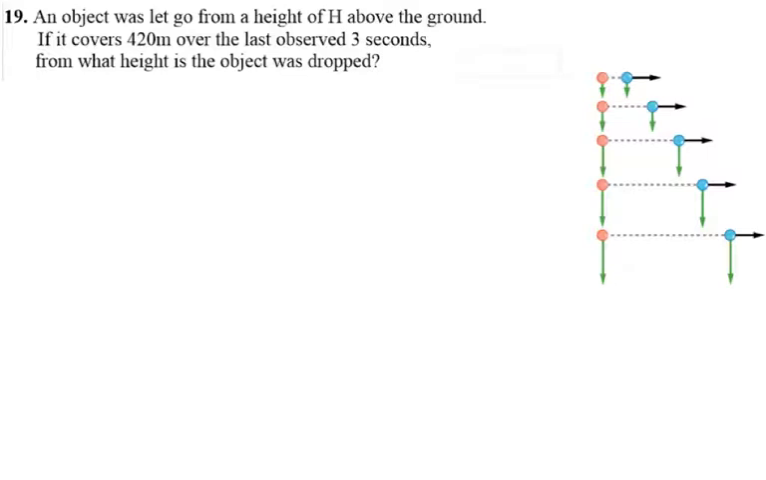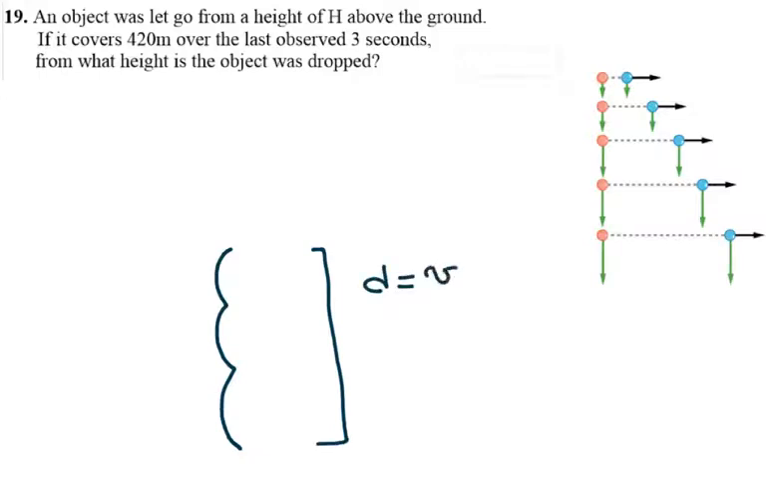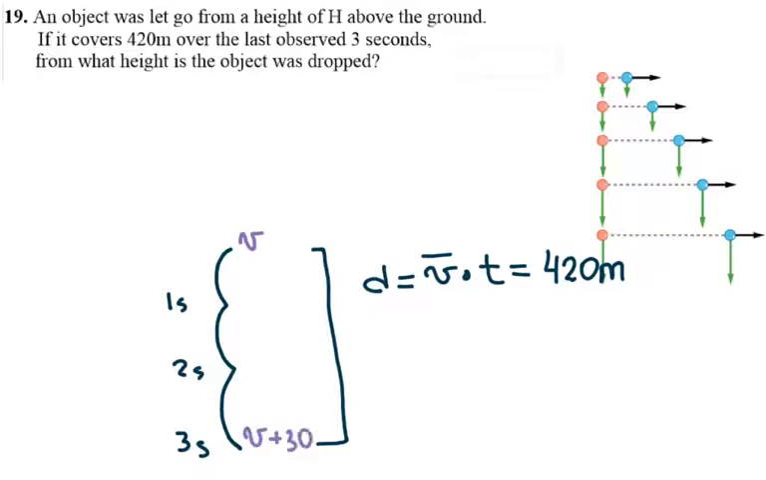Over the last 3 seconds, so I'm going to draw the last 3 seconds. Over the last 3 seconds, an object traveled a distance. So the distance here is given. I know it's going to be average velocity times the time. And the distance is given, 420 meters. So this is 1 second, 2 seconds, 3 seconds. I do not know what this velocity was, some velocity, but I know 3 seconds later, velocity is going to be plus 30 meters per second.